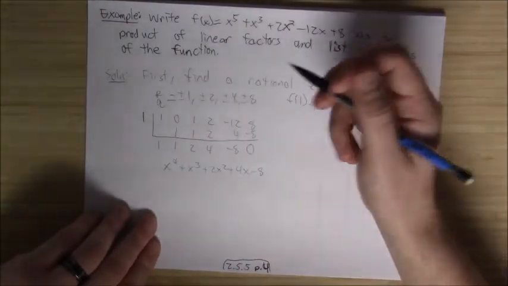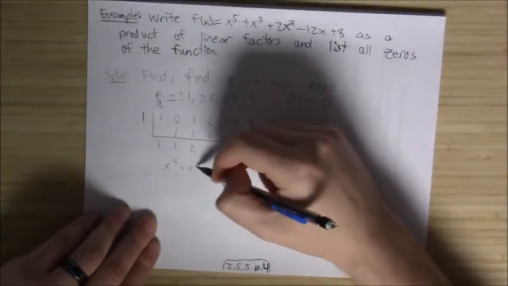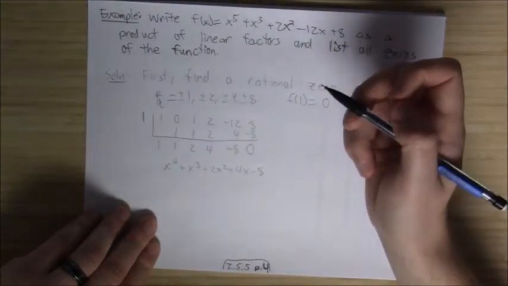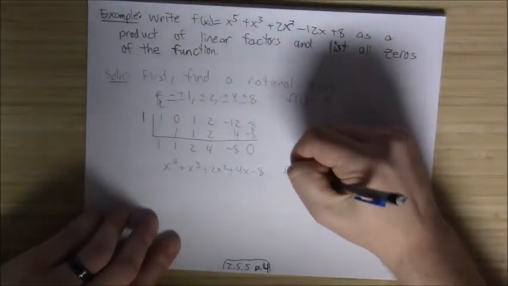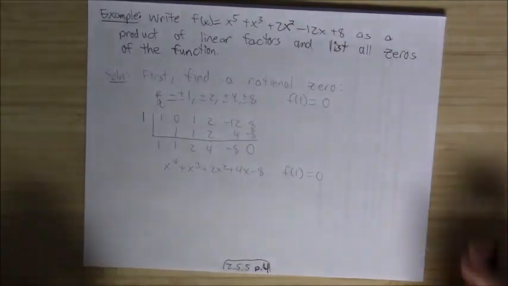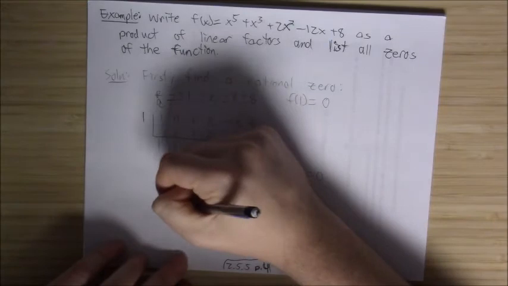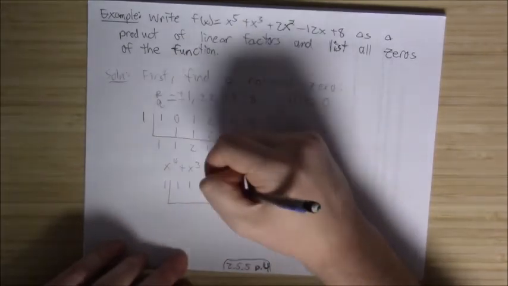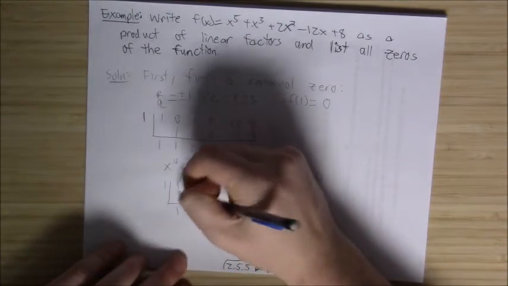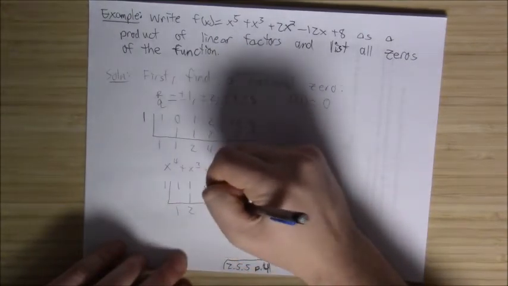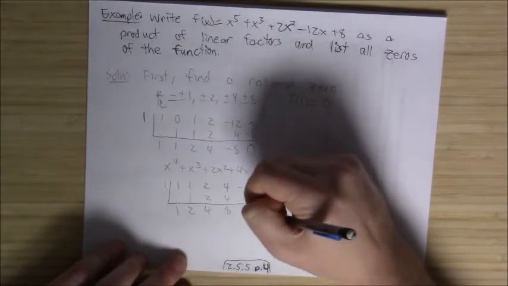What about, let's try 1 again. 1 and 1, because 1 could be repeated. 2 and 2 is 4. 4 and 4 is 8. Hey, look, x equals 1 is another zero, right? f of 1 equals 0. So 1 is repeated in this case. Here we have 1, 1, 1, 2, 4, and negative 8. 1, 2, 2 and 2 is 4, 4 and 4 is 8, negative 8 and 8, 0.